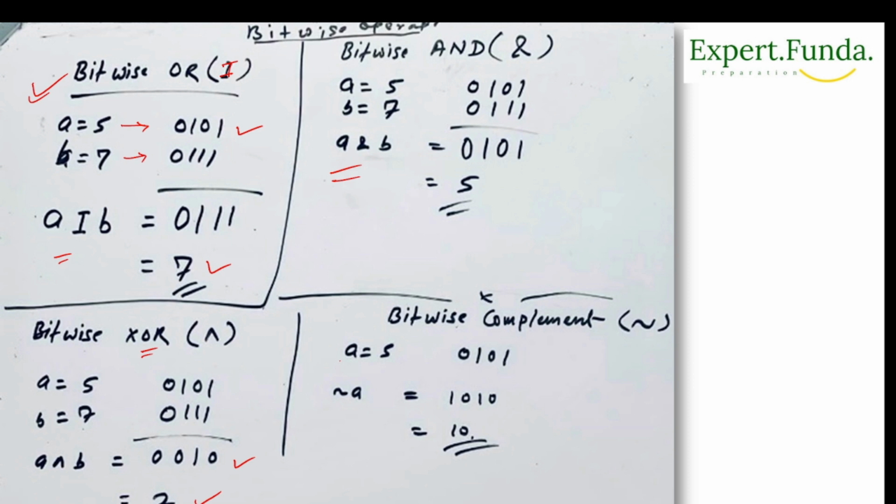Coming back to the other operators, we have the bitwise complement operator, and we use the symbol like this. We have A as 0101, and we make the complement, so it becomes the alternate, 1010, and we will get 10 in decimal. Okay, so this is called the bitwise operator.